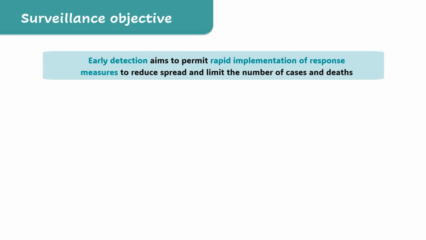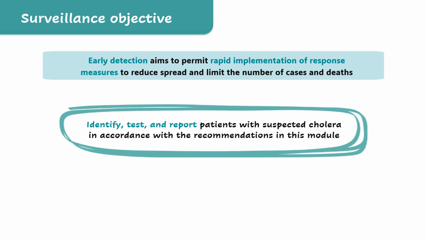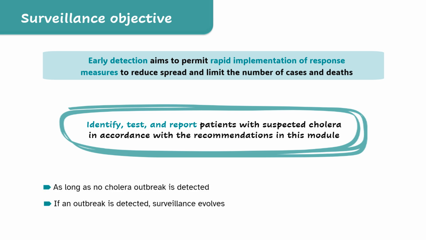Implementing surveillance for the early detection of a cholera outbreak aims to permit the rapid implementation of response measures in order to reduce the spread of the outbreak and limit the number of cholera cases and deaths. To implement cholera surveillance for early detection, identify, test, and report any patient with suspected cholera in accordance with the recommendations of this module. This applies as long as no cholera outbreak is detected in your local geographic area. If an outbreak is detected in your geographic area, how to implement cholera surveillance evolves. We invite you to learn more about this in Modules 4 and 5.